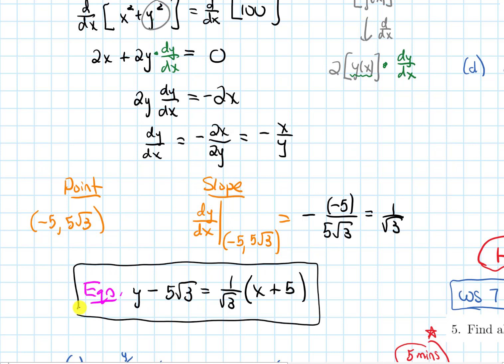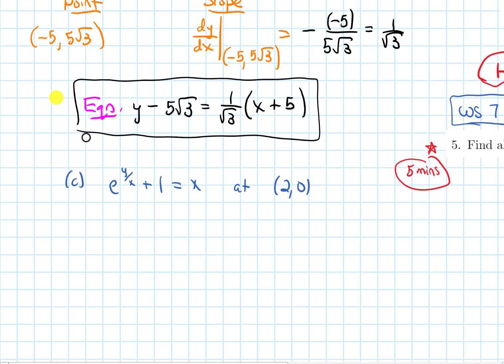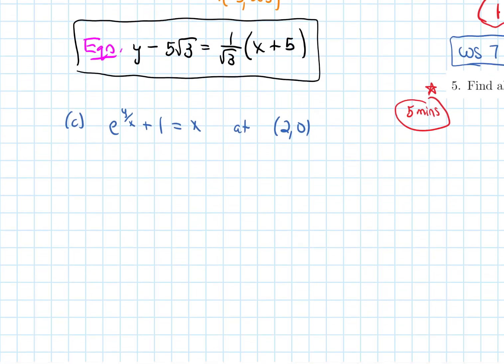All right, let's do the next example. So part C, we have e to the y over x plus 1 equals x at the point (2, 0). As before, let's check if the point is on the curve to get it started.